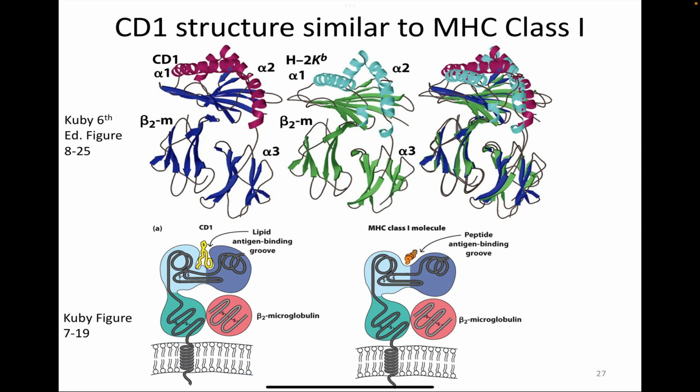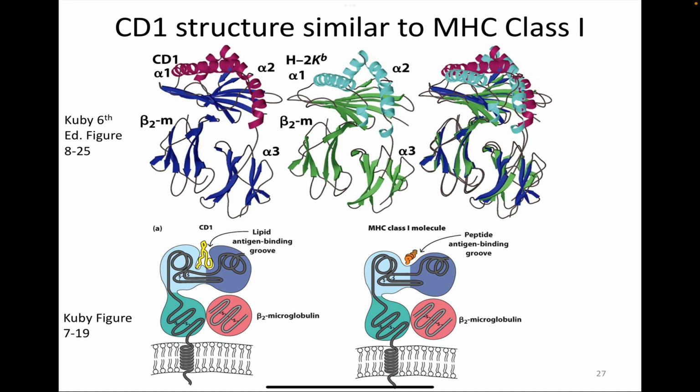When we look at the structure of CD1, this is what we see. CD1 has one large chain that can vary in a few places, and one transmembrane domain. Here you can see the lipid binding groove. And CD1, in fact, pairs with beta-2 microglobulin, the same partner that class 1 uses.